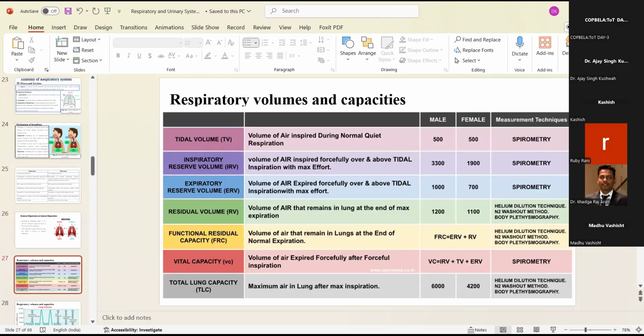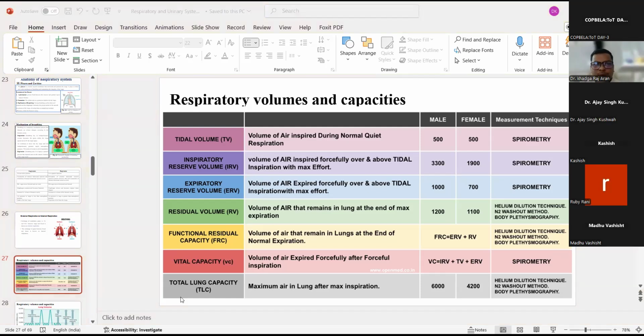So come to the volumes and capacities of lung. First is the tidal volume, and this is very important for 2 marks in the sessional as well as for the final paper. So what is tidal volume? Tidal volume is defined as the volume of air that is inspired during normal respiration. For example, we are taking normal respirations. So this is tidal volume, and that can be measured with the help of spirometry.